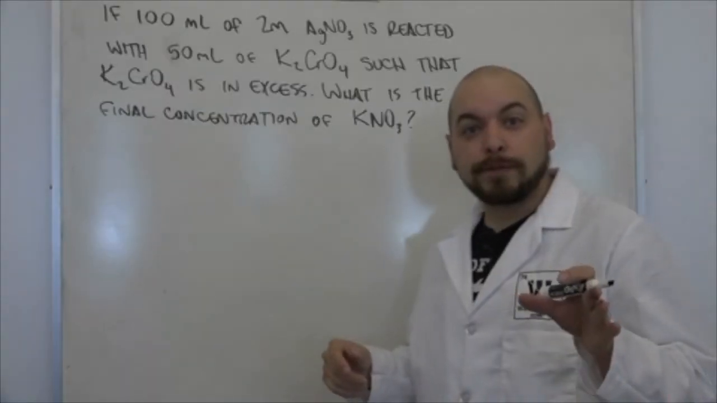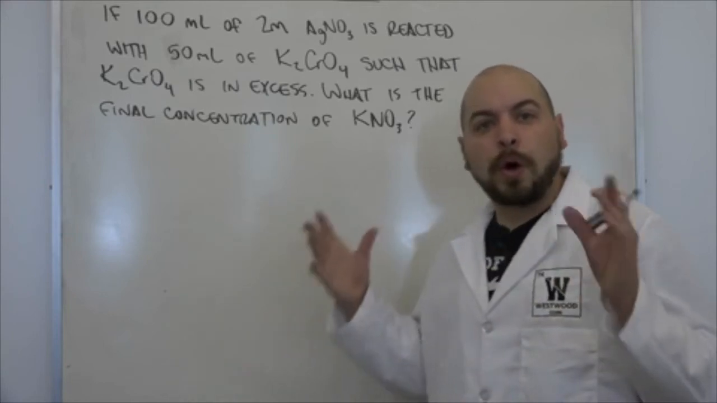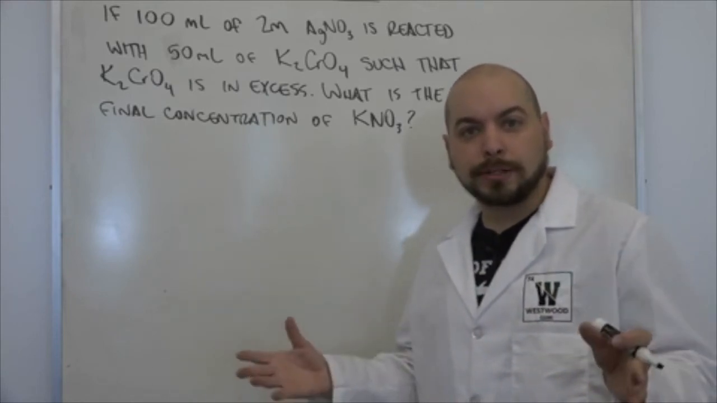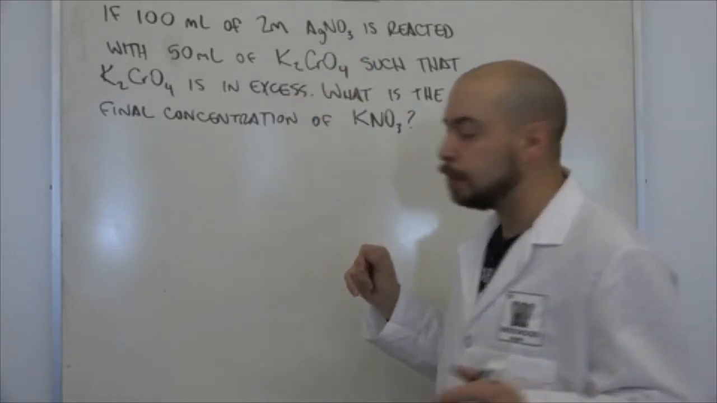Okay, now that you've had a few seconds to work through the problem yourself, let's go ahead and work through it together. Again, we always need to start with a balanced reaction. So we're going to balance the reaction between silver nitrate and potassium chromate.